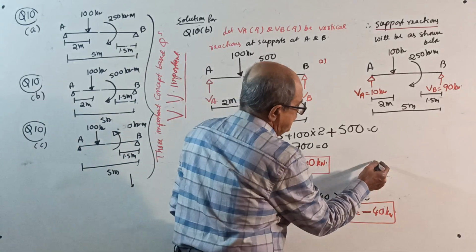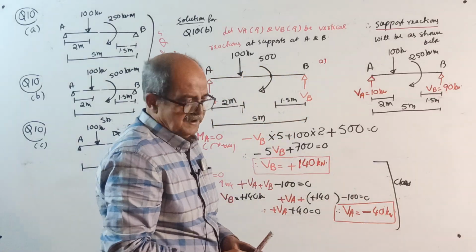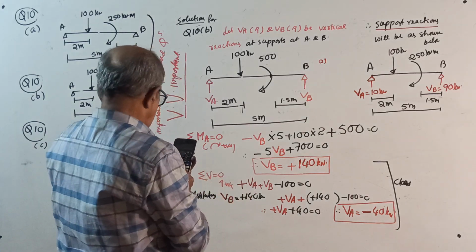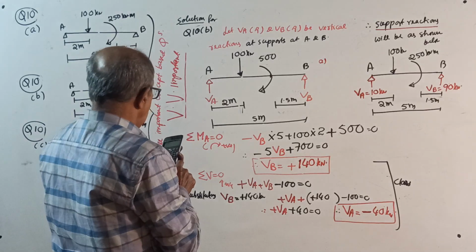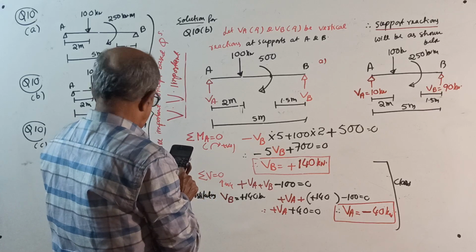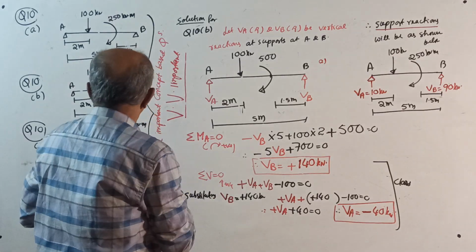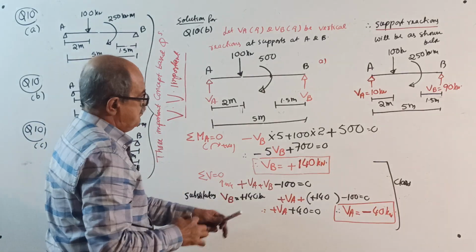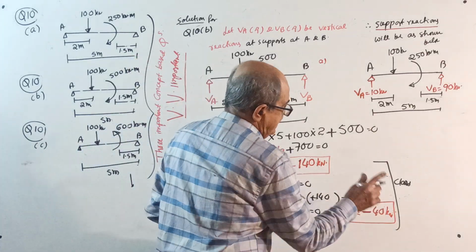Now, write a statement I am going to tell in the class. Sometimes what happens is, some small mistakes will spoil everything. 100 into 2 plus 500 is 700 divided by 5 is plus 140, correct. Plus 140, 100. So VA comes minus 40, correct.